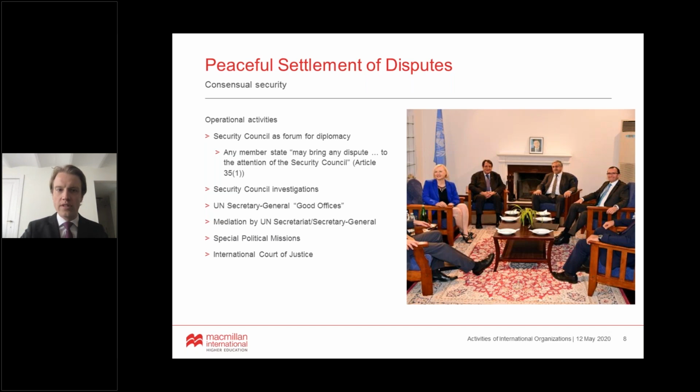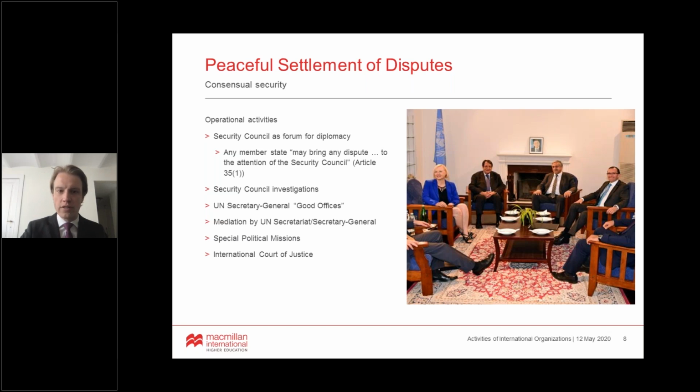So I'm going to run through these type of actions. Now, the peaceful settlement of disputes is, if you like, one of the most important operational activities of the UN. And it can also be called consensual security. So at any moment, there are a whole range of type of dispute settlement activities going on under the UN flag or the flag of other international security organizations.